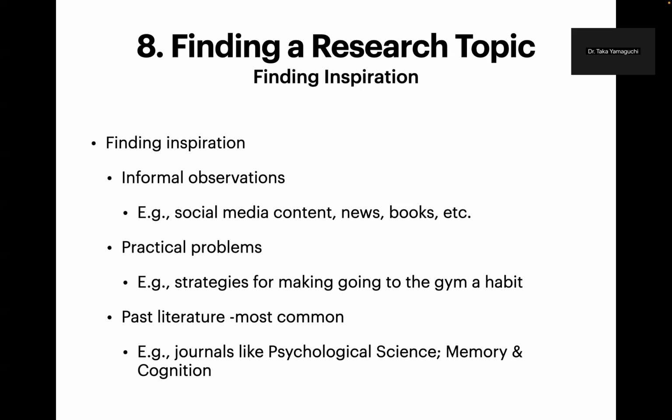Informal observations involve direct or second-hand observations from sources like social media content, news, and books. For example, you may have watched a short clip online showing people being mean to a black person who is blind, but are kind and helpful when they see a white person who is blind. Another example is Stanley Milgram's obedience study. It was partly inspired by news reports of Nazi trials, leading him to explore how ordinary people commit immoral acts under authority.